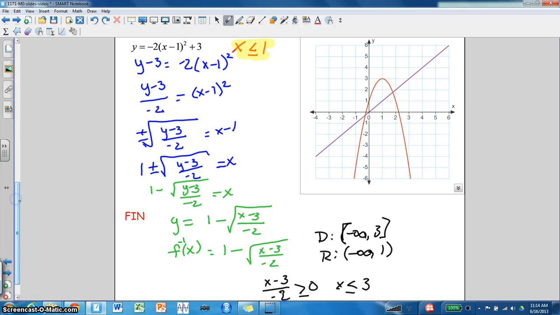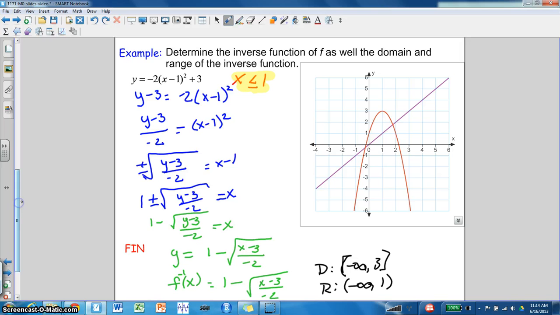This is one of the more intricate inverse problems that you'll see. A lot of them you won't have to determine the domain. It may be given to you, or it might be easier to find. And keep in mind too, if we wanted to, we could also show the inverse graphically. Okay, and that's a quick tutorial on inverse functions.